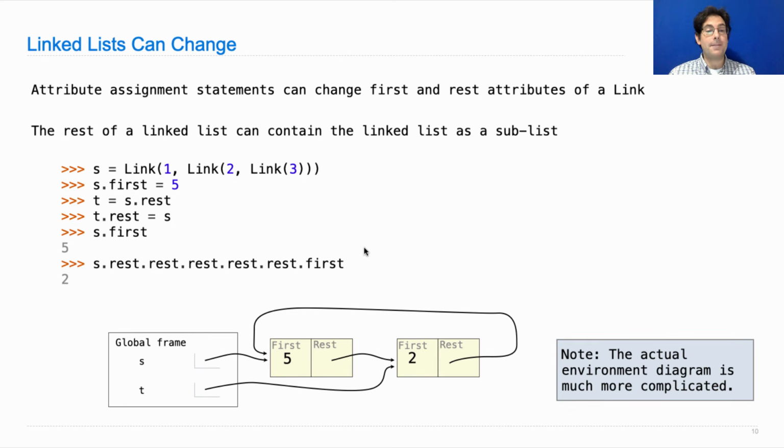What we've created is the following structure. We changed s.first to 5. We never changed s.rest. We did give a name to it, t, and we changed t.rest to refer to s. So when you evaluate s.rest.rest.rest.rest.rest.rest.first, you get the number 2.